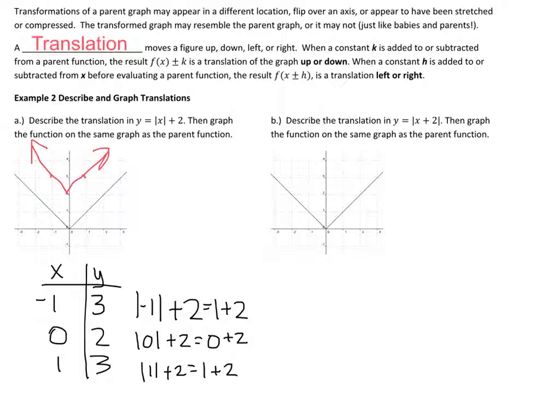We need to describe the translation that's happened. If we take a look at this, we see that this point moved up 2 spots. This point moved up 2 spots, and this point moved up 2 spots, which means that our graph moved up 2 units.